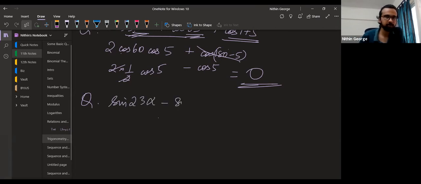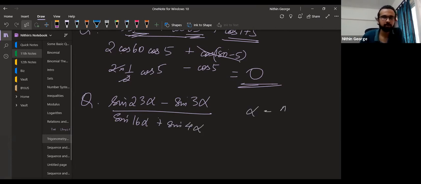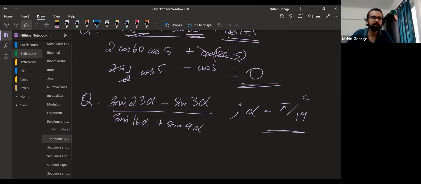Where is the alpha? Minus sin 3 alpha. Okay, find this value where alpha is pi by 19. Where alpha is pi by 19, you have to find the value of sine 23 alpha minus sine 3 alpha by sine 16 alpha plus sine 4 alpha. Yeah, 4 alpha only.